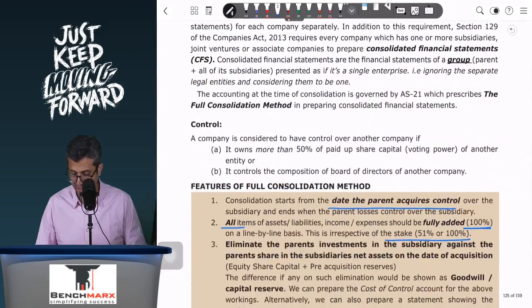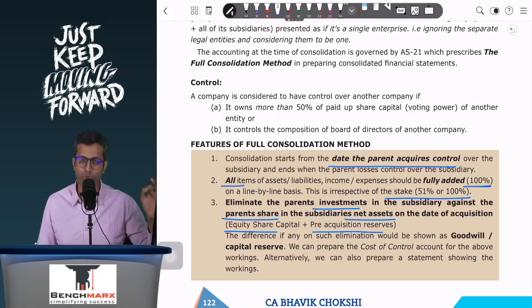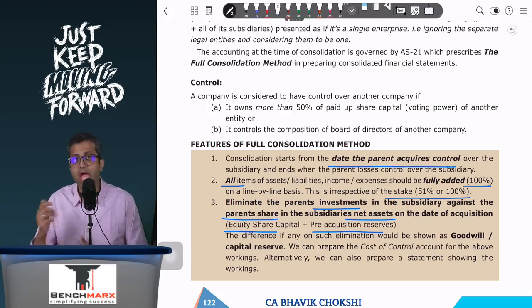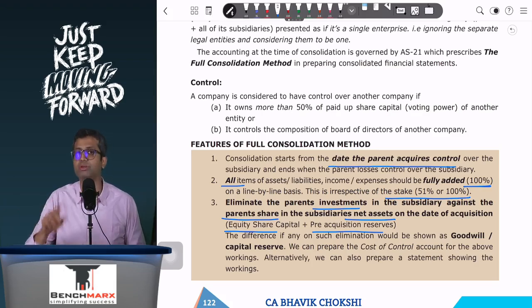As a result, I will compare the investment, as you can see, and eliminate the parent's investment in the subsidiary against the parent's share in the subsidiary's net assets or net worth as on the date of acquisition, that is the equity share capital plus the pre-acquisition reserves. The difference, if any, on such an acquisition will be shown as goodwill or capital reserve. Why? Well, if the subsidiary had net assets worth 1,000 and I have a 70% stake, ideally I should have paid 70% of 1,000, that is 700. However, if I've ended up paying 850 rupees, then the extra 150 that I've paid is due to the reputation, goodwill of the company, and hence I will show this as a part of goodwill.